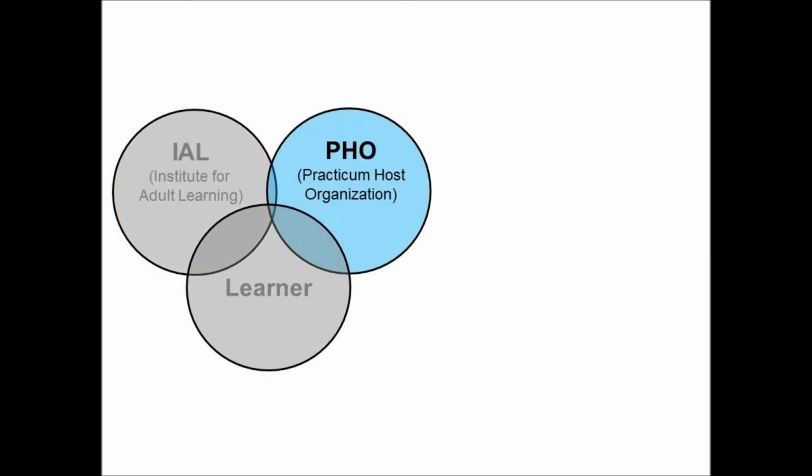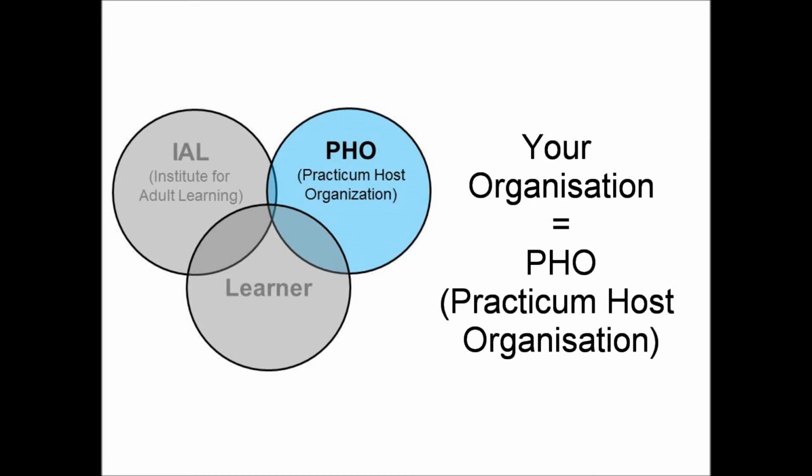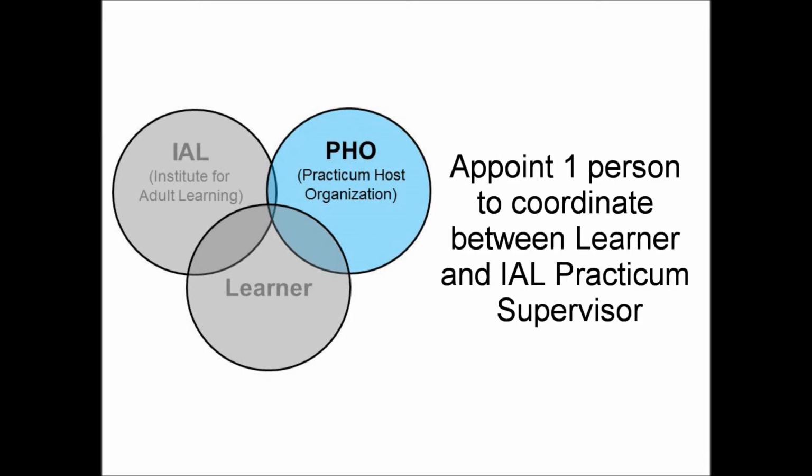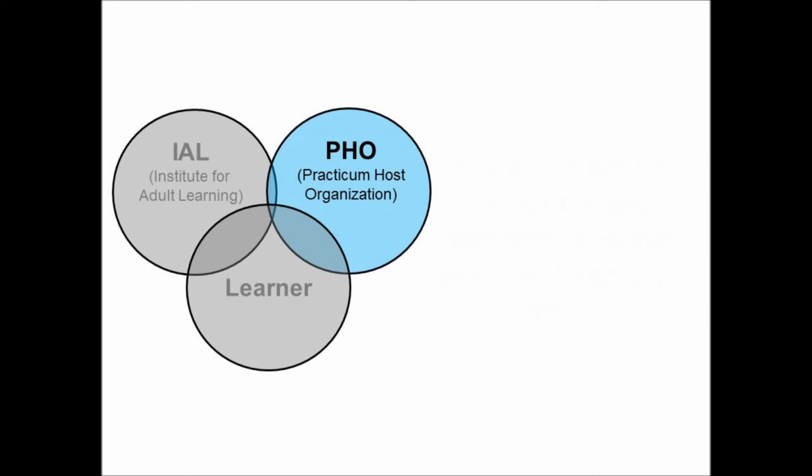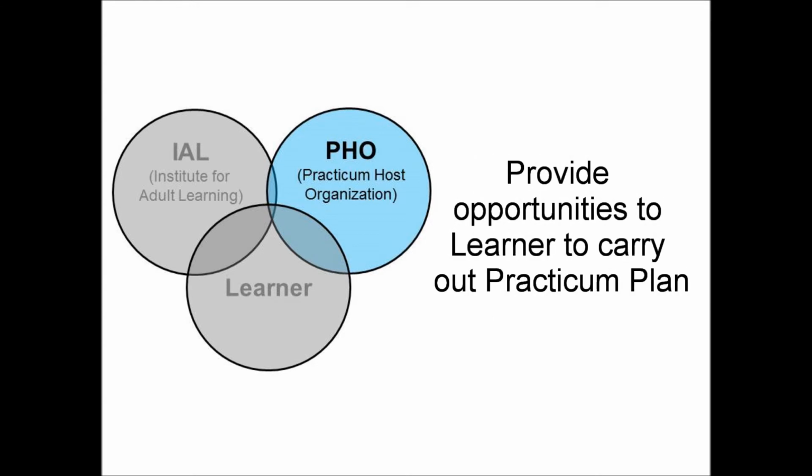The third party is the organization, also known as the PHO or the Practicum Host Organization. You will need to appoint one person from the organization to coordinate between the learner and the IL Practicum Supervisor. You will also need to provide opportunities to the learner to carry out his practicum plan at the workplace.